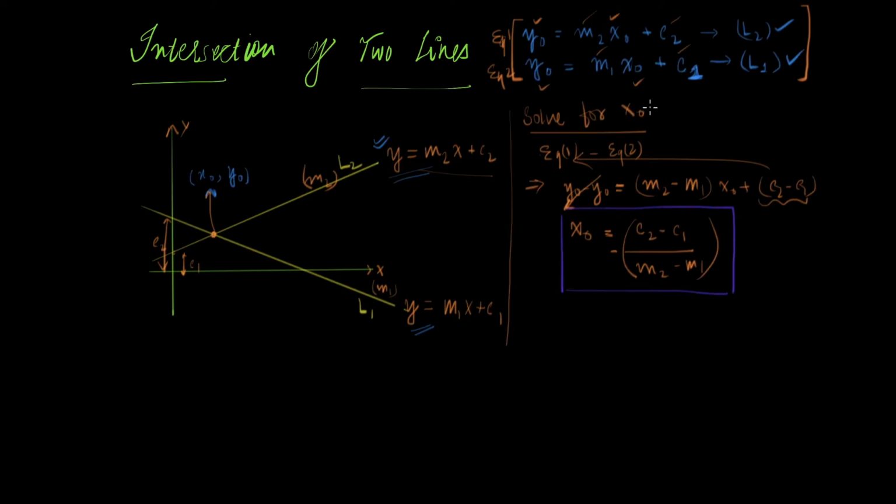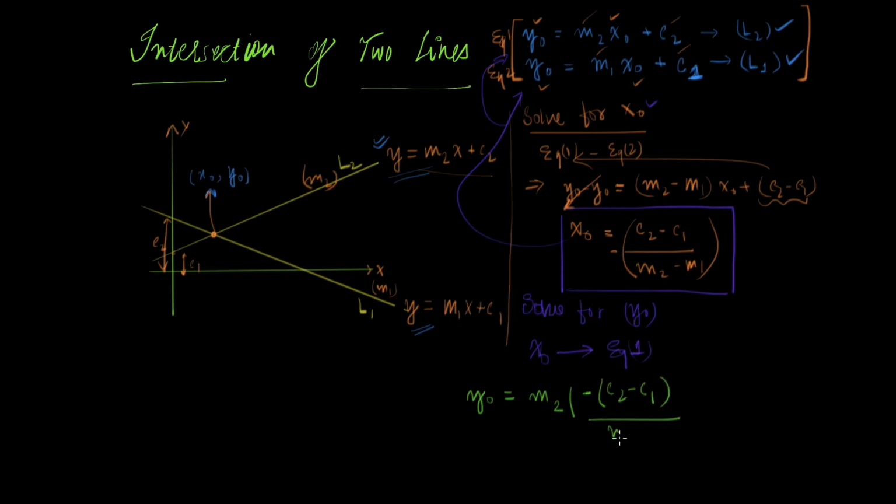Now that we have solved for x0, we can solve for y sub 0. All we need to do is substitute this value in either of the two equations. So substituting x sub 0 in, say, equation 1, we get y sub 0 equals m2, and substituting x sub 0, minus c2 minus c1 upon m2 minus m1 within brackets, plus c sub 2. We can choose to simplify this a bit more to get m2 minus m1.